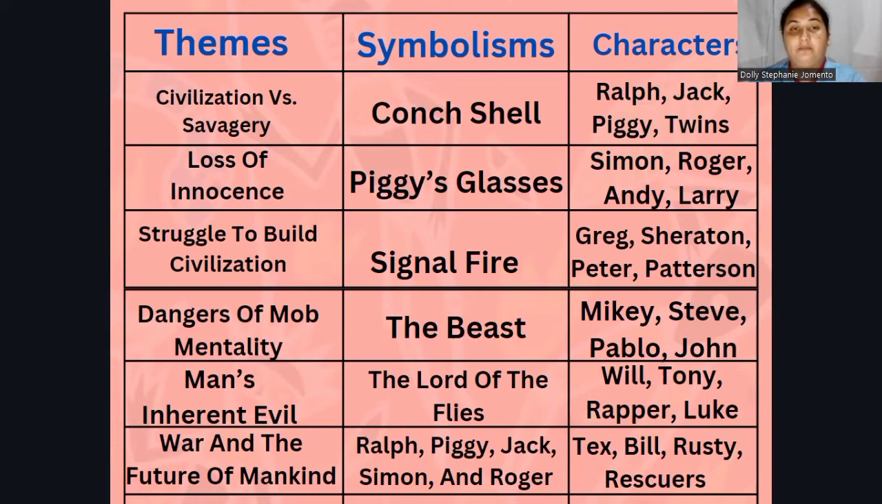So mo-ingon ko nga si Simon murag naa siyay kakayahan sa mga spiritual things, mga unusual nga murag makita ang future, basta related sa mga spiritual nga aspects. Eager gud siya nga mo-prove unta nga naay beast or wala.